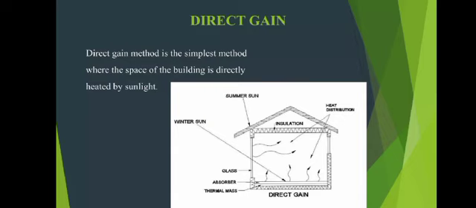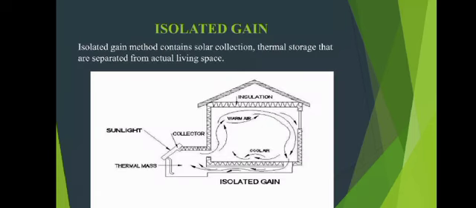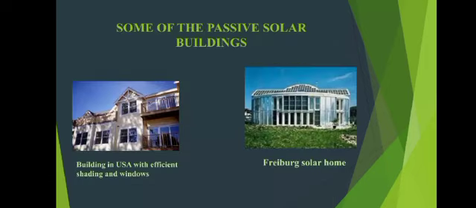Direct gain. The direct gain method is the simplest method where the space of the building is directly heated by sunlight. And indirect gain. For indirect gain, sunlight is often received by a south-facing wall, and as air moves through the internal space, the heat moves through the living rooms. Isolated gain. The isolated gain method contains solar collection and thermal storage that are separated from the actual living space.